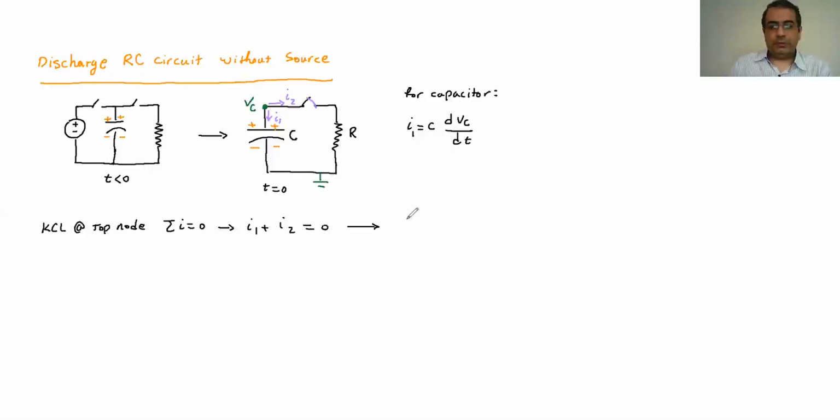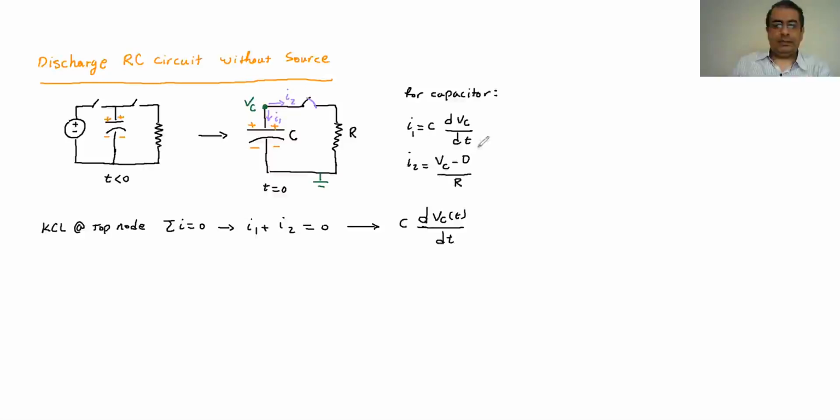So for I1, it's going to be C times dVC over dt. This is the I1 that goes through the capacitor, and I2 is as what we had before: the voltage at the beginning minus the voltage at the end, divided by the resistance between them. So I2 is the voltage at the beginning, which is VC, minus the voltage at the end, which is 0 because it's a reference, divided by R.